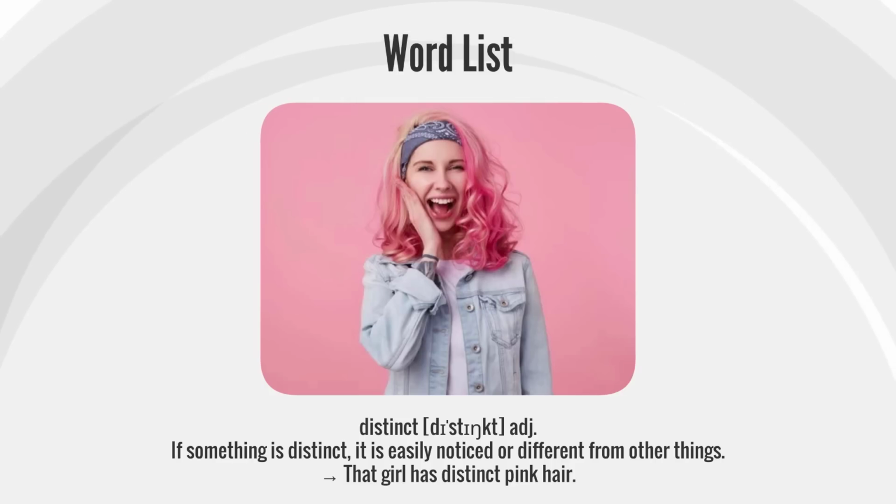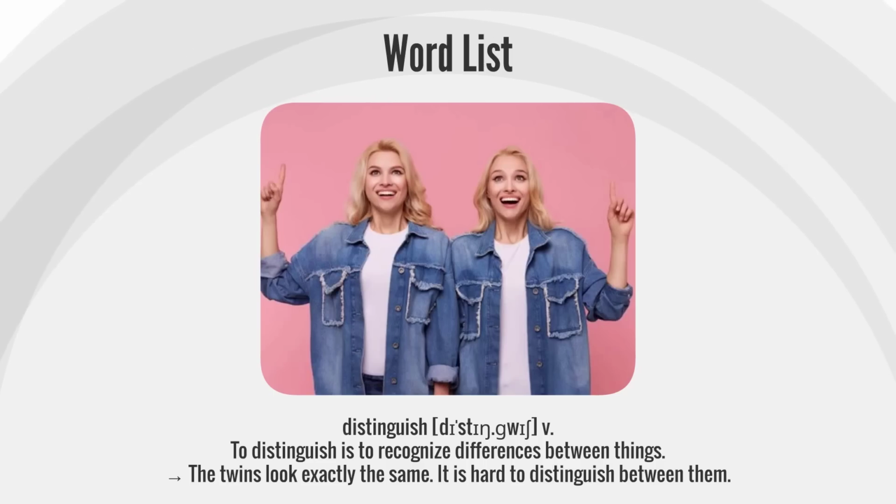Distinct. If something is distinct, it is easily noticed or different from other things. That girl has distinct pink hair. Distinguish. To distinguish is to recognize differences between things. The twins look exactly the same. It is hard to distinguish between them.